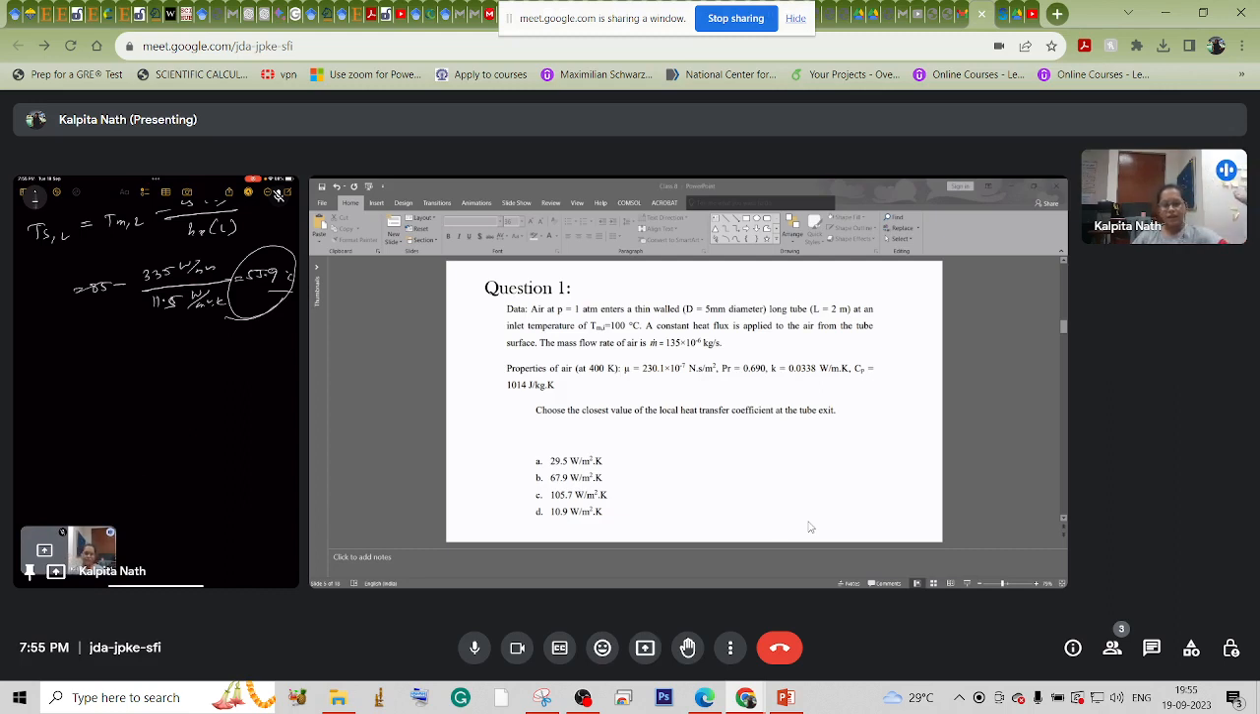So air is entering at 1 atmospheric pressure, the diameter of the tube through which it is entering is 5 millimeter, and the length of the tube is 2 meter. The inlet temperature of the air is 100 degrees Celsius. A constant heat flux is applied, so this is a case of constant heat flux. The formulas that we have used earlier, the same formula will be used here for the air from the tube surface. The mass flow rate of the air is 135 into 10 to the power minus 6 kg per second, and the properties are also given. Choose the closest value for the local heat transfer coefficient at the tube exit.